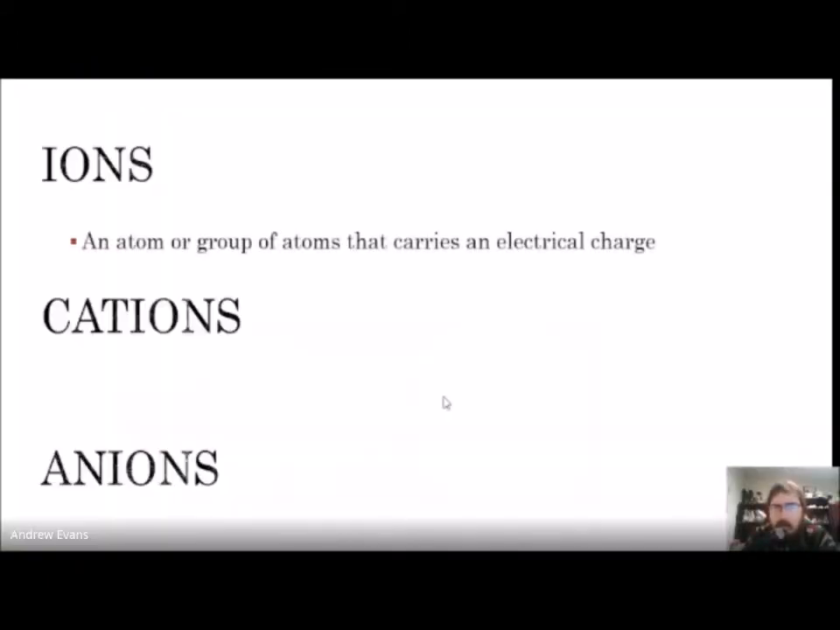But what exactly makes something electrolytic? The ability to conduct electricity is brought about by the formation of ions. Ions are simply an atom or group of atoms that carries an electrical charge. Now, we could have a cation, which is a positively charged ion, or an anion, a negatively charged ion. Now, these charges are what will allow the electrons to bounce back and forth and get across the solution.